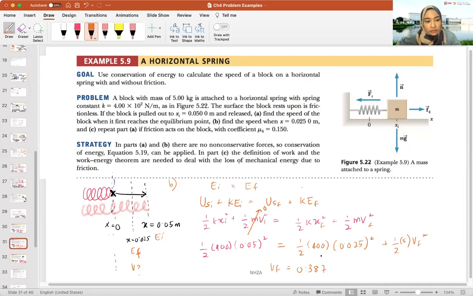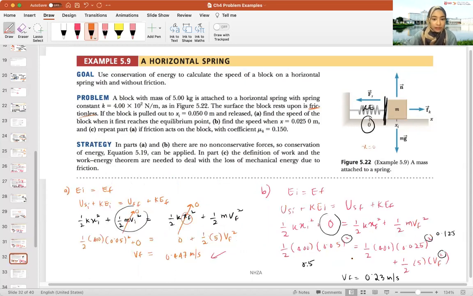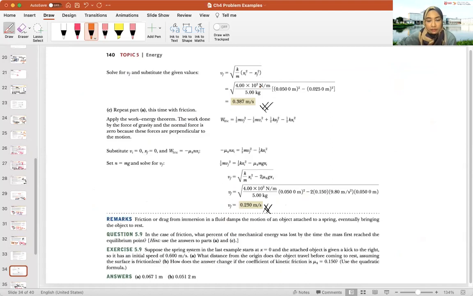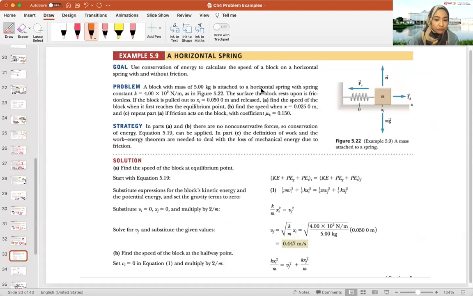Kalau korang perasan, web assign ataupun the textbook likes to use 3 significant figures. So instead of 2 decimal places yang unit fizik pakai, the textbook uses 3 significant figures. So dia tak nak 0.39, dia nak 0.387, dia nak 3 significant figures. So this is the answer if I'm correct. Let's see. 0.387. Yay.